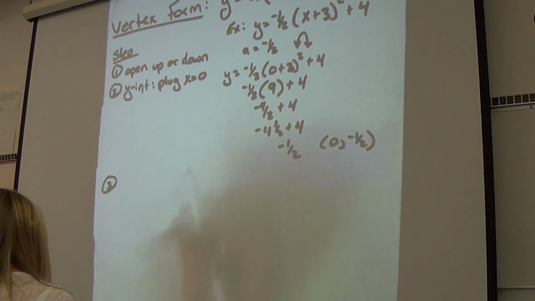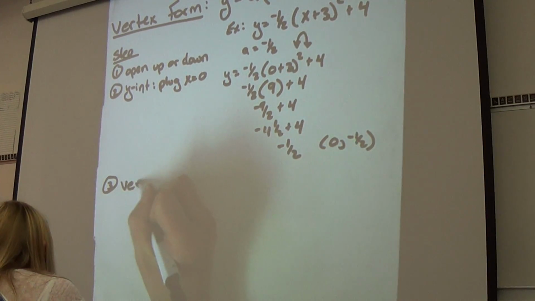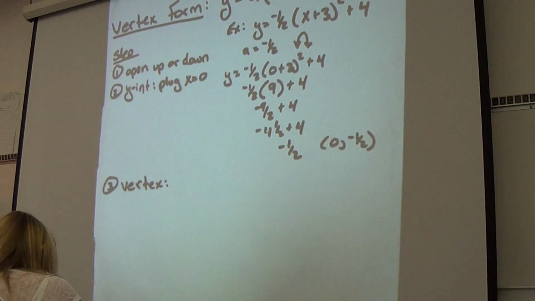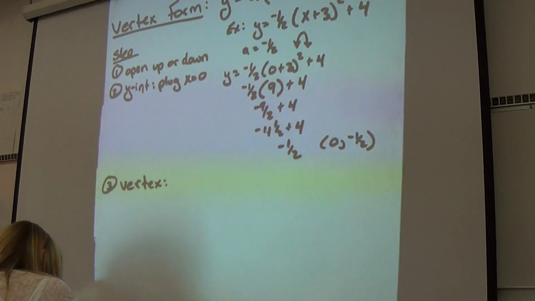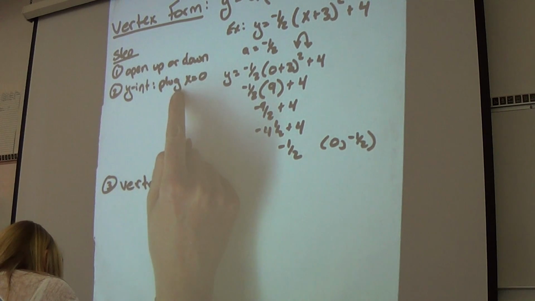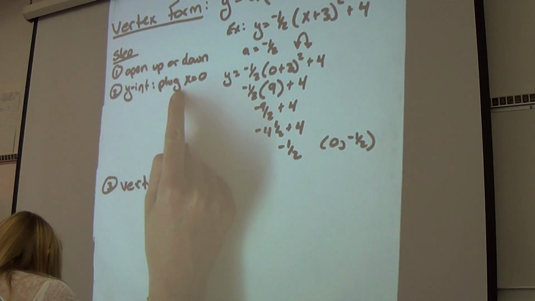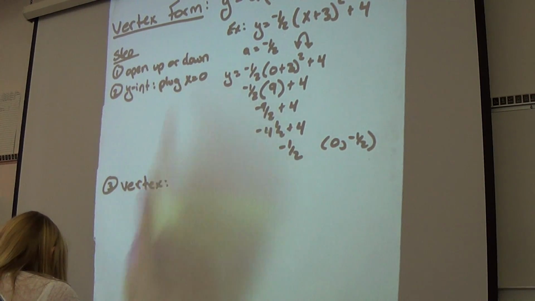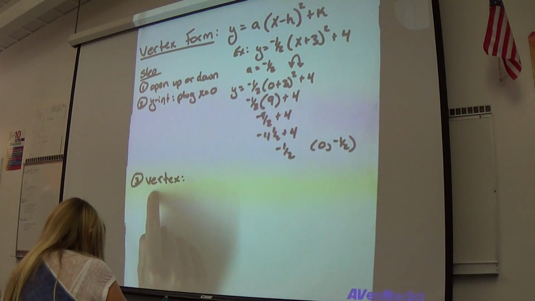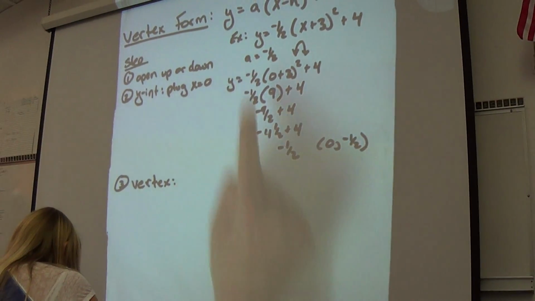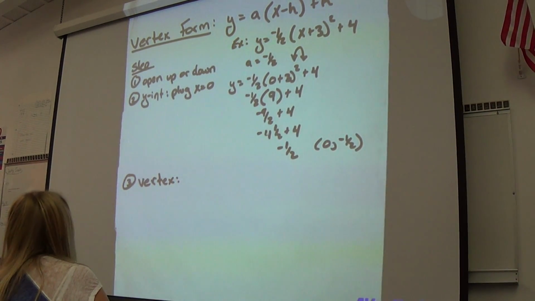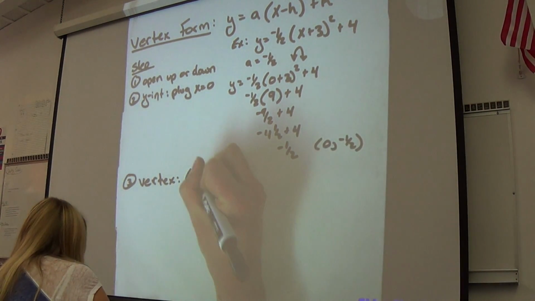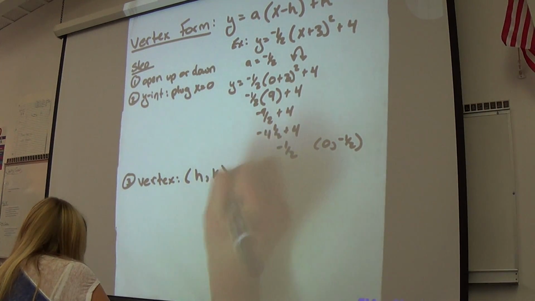All right, step number 3 is going to be the vertex. Now, in standard form, we didn't really have any work that we had to do for the y-intercept because you can kind of cheat your way through that, but we had to do work for the vertex. In vertex form, you have to do the work for the y-intercept, but the vertex, you can cheat your way to. Vertex will always be h comma k.